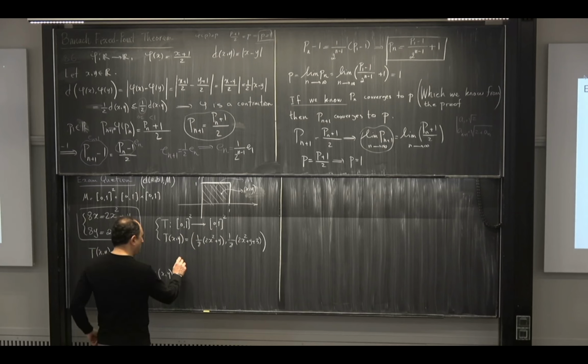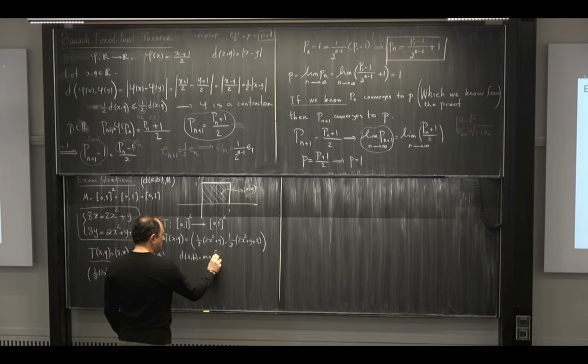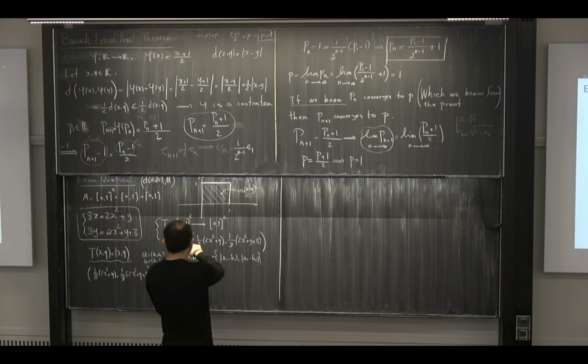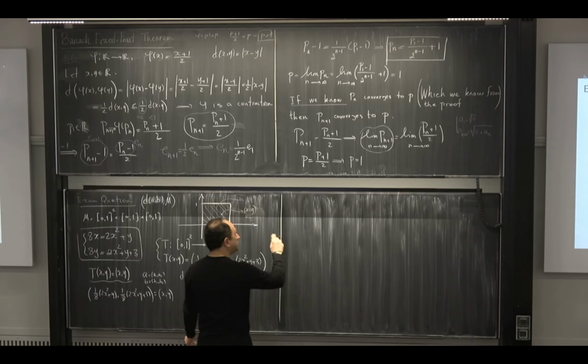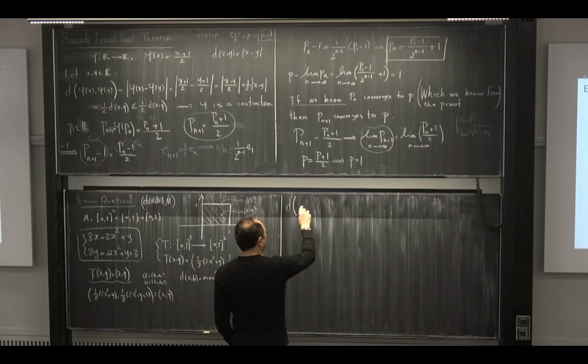Do you remember what my metric was? The metric of A and B. If A is equal to (A1, A2) and B is equal to (B1, B2), the taxicab metric was defined to be the maximum of the absolute value of A1 minus B1 and the absolute value of A2 minus B2. Okay, so let us start. I want to prove that this is a contraction.